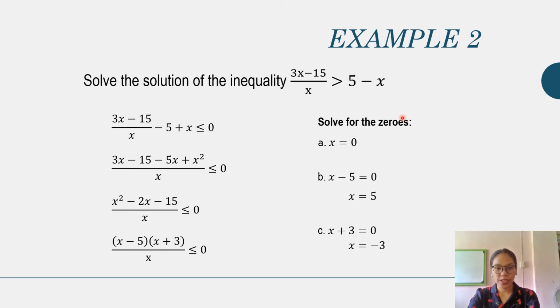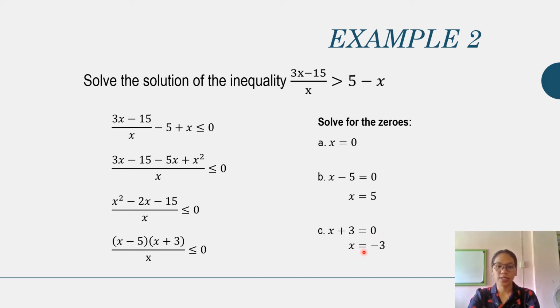Now we can solve for the zeros or the value of x. So we have here our denominator, x is equal to 0. So we're just going to equate this to 0. Then we have our numerator. First numerator, we have x minus 5 is equal to 0. That will be x is equal to 5. Since negative 5 transpose natin, that will be positive 5. And we have x plus 3 is equal to 0.